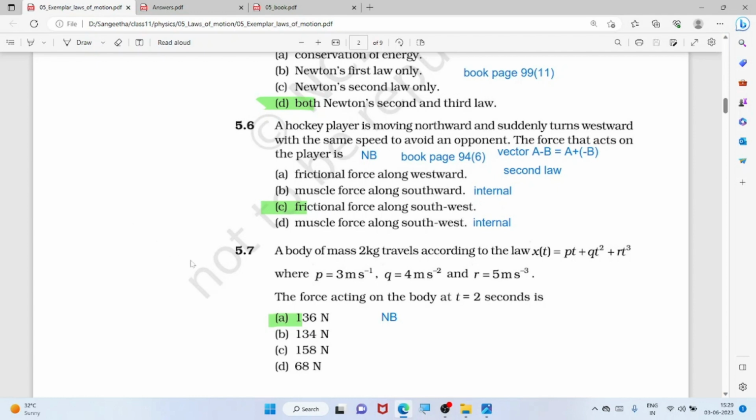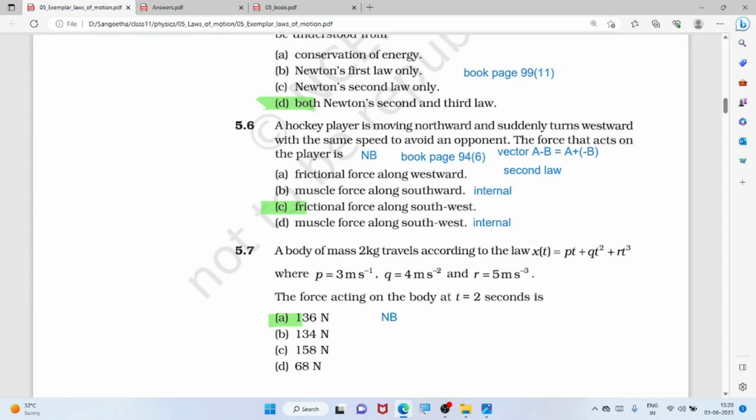This is the internal force, which does not matter. Only the external force will be taken care of. So these options are cancelled. The external force, we are choosing this option. Second law.